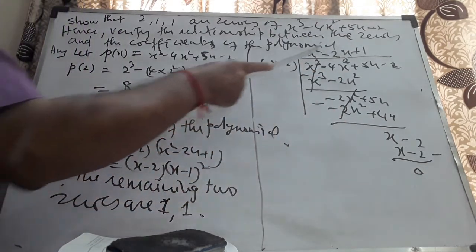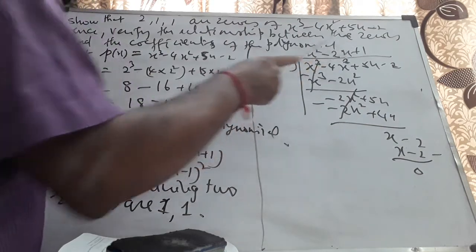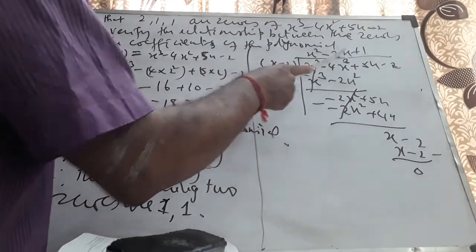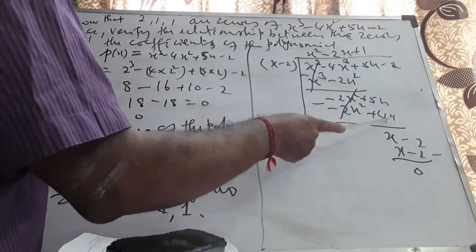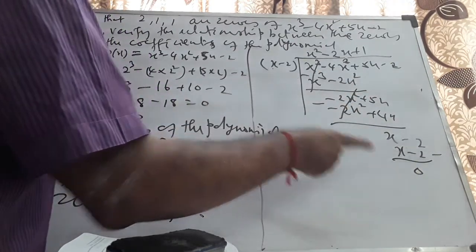Minus 2x square by x is minus 2x. Let me write here minus 2x into x is minus 2x square. Minus 2x into minus 2 is plus 4x. While subtraction 5x minus 4x becomes x, I will bring this minus 2 down.